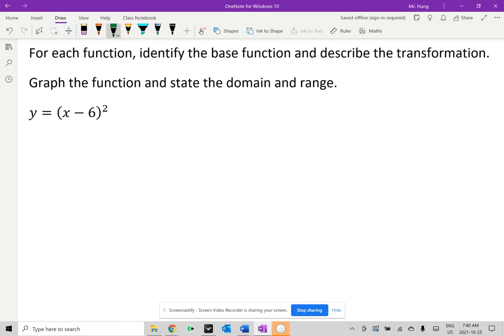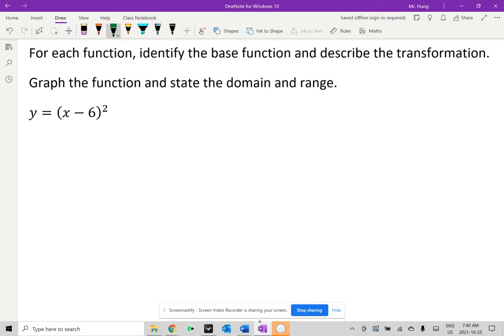Hi everyone. Let's take a look at the following example. For each function, identify the base function and describe the transformation. Graph the function and state the domain or range. So in the first part we have y equal to (x minus 6) squared.